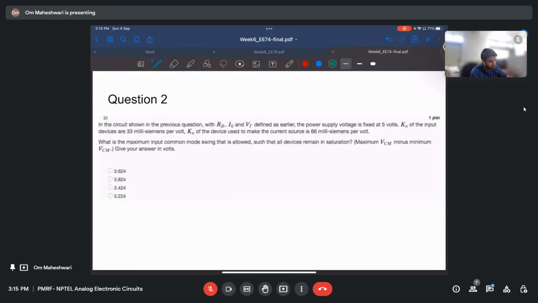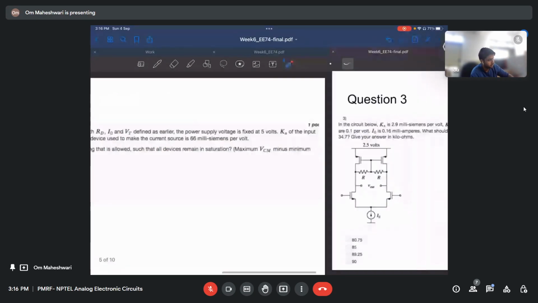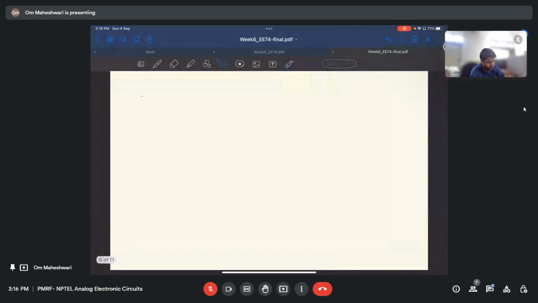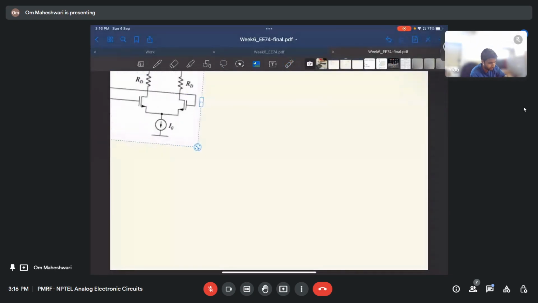In this question, what do we have to find now? We have the same values as previous. VDD is given as 5 volts, KN and everything is given. What is the maximum input common mode swing that is allowed? It's a good question. I'll just paste the circuit again because it is the same circuit.